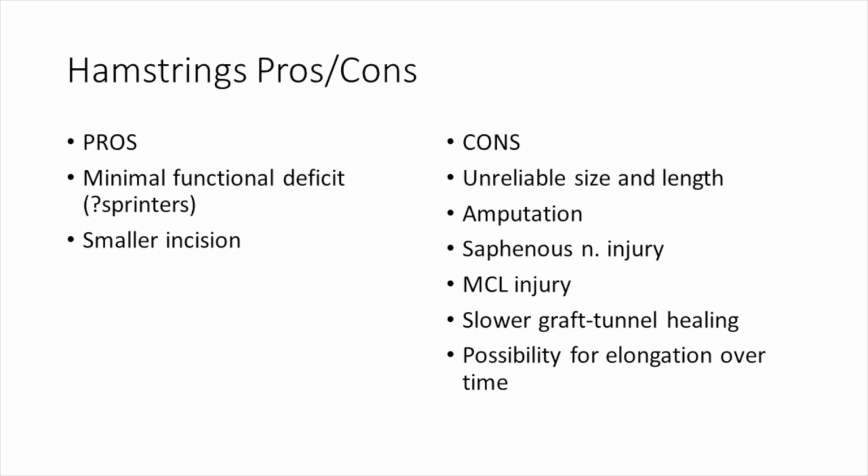The main issue is that you don't know what you're going to get until you've got the hamstrings out. You don't know how long they're going to be, what diameter they're going to be, and there's always a risk of amputation. The saphenous nerve is close by, and there is incidence of numbness both on the medial side of the leg and also laterally with the infrapatellar branch. There's a small chance of damage to the MCL. And as we'll see, biology and biomechanics suggest that there is slower incorporation into the tunnels and the possibility for elongation.